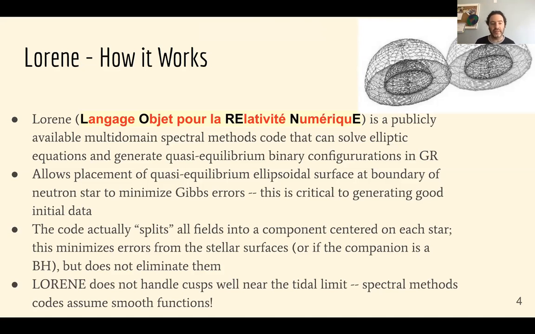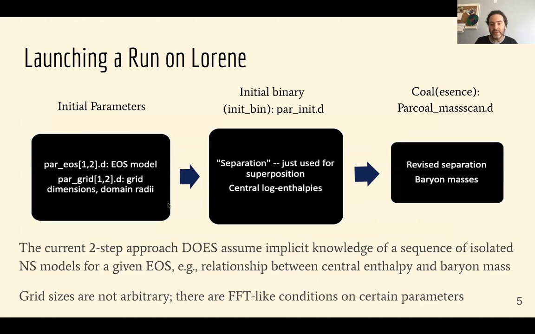for these methods. The other important thing to note, Lorene being a spectral methods code, does not handle cusps well as you take neutron stars near the tidal limit. You get high frequency noise when you try to model a non-smooth function with smooth functions. And I will now hand off to Tanmayee, who's going to continue on for a little while.